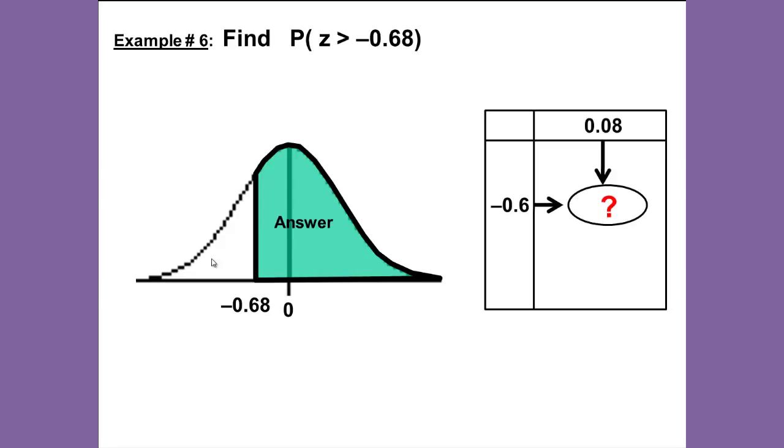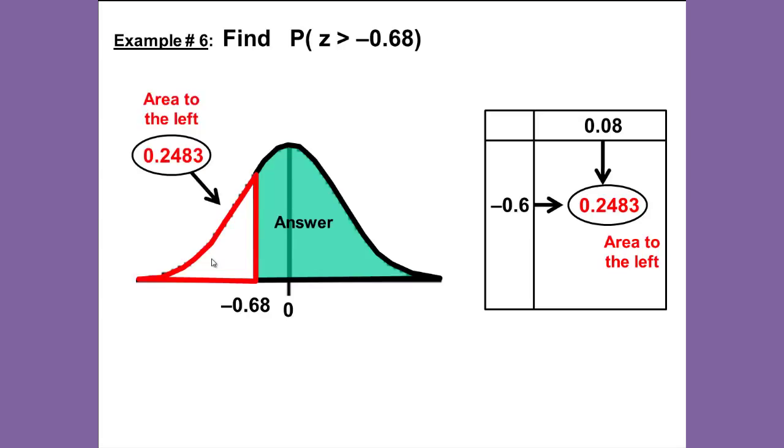When looking up negative 0.68, it will be negative 0.6 along the column, 0.08 along the top, so the row and the column intersect at 0.2483. That is the area to the left. That is the tail to the left. We will need to subtract that from 1 to get our answer that's to the right.